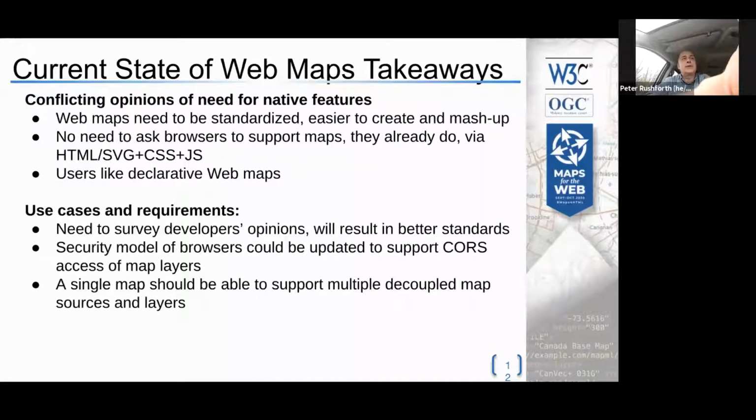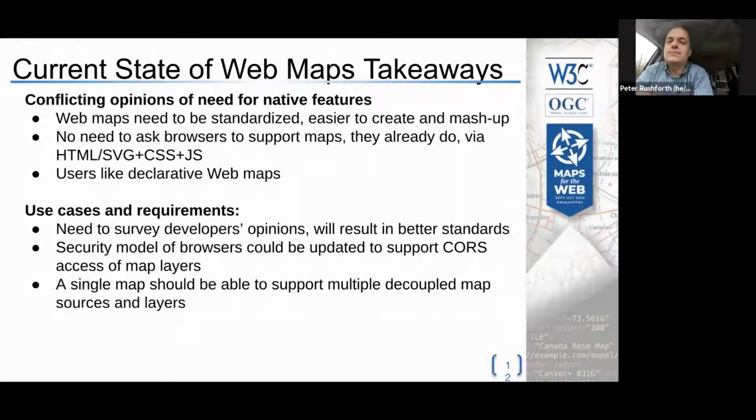The security model for browsers could be updated to support layering, specifically in the SVG map and MapML case. And a web map should be decoupled to the extent possible from data sources. The layers of a map should be indirectly coupled to a data source.